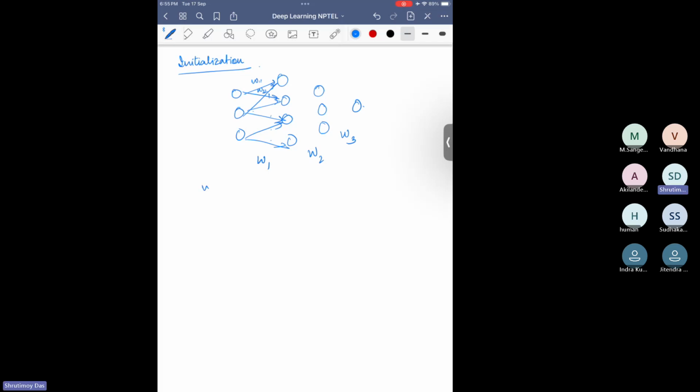And I say that all of these are zero. W1 equal to W2 equal to W3 are zeros. By zero, I mean that W1 is a matrix of all zeros, W2 is a matrix of all zeros, and so on.